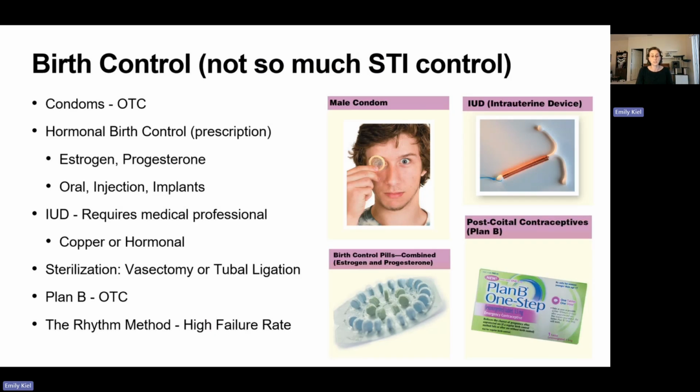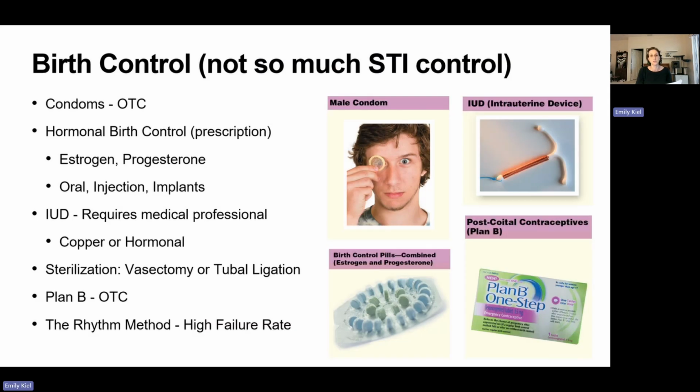The progesterone-based hormonal birth control has little known risk, though the estrogen is still prescription, because in older females and females that are smoking, there's an increased risk of stroke and heart attack. It's not a reason they can't be used, but it is something to discuss with a physician. We have intrauterine devices. These require medical professionals, and these are actually implanted within the uterus. They can be copper in nature, where the copper mechanically prevents fertilization and implantation, or they can be hormonal.